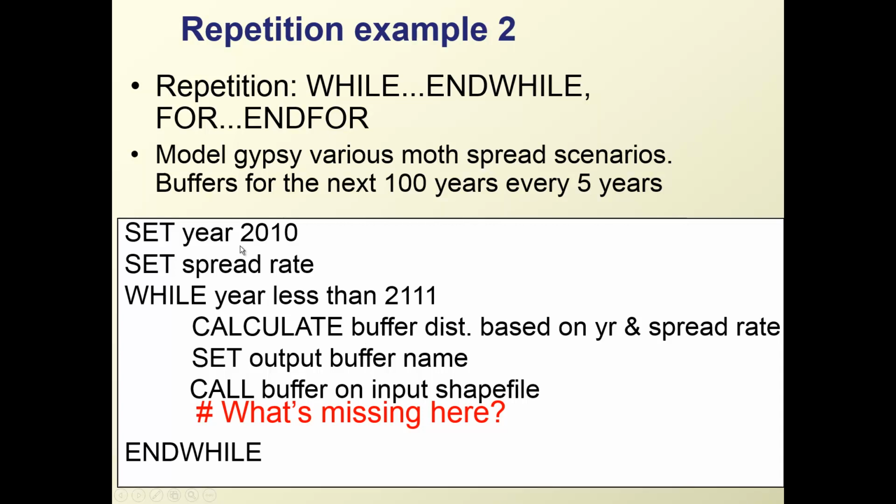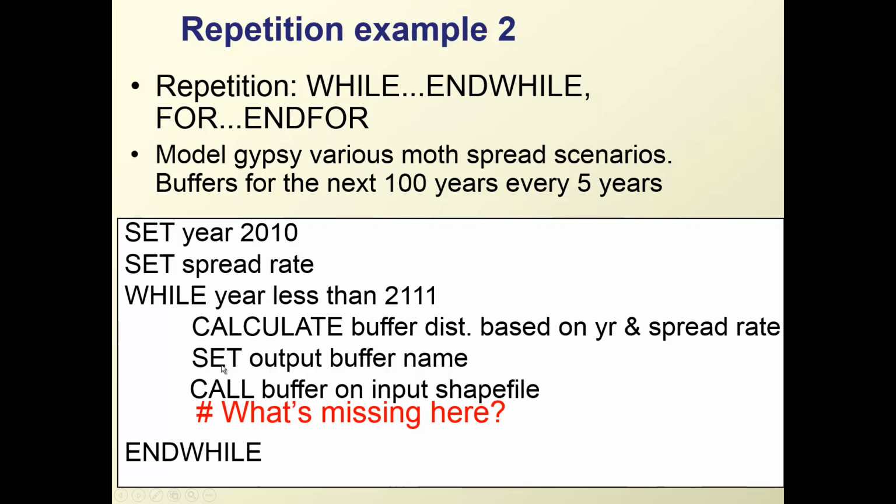We go up here, we set the first year to 2010. Say the study started in 2010. And we set the spread rate. And then we use the while keyword. So while year is less than 2111, calculate the buffer distance based on the year and the spread rate. So we have some model used to calculate that distance of spread.